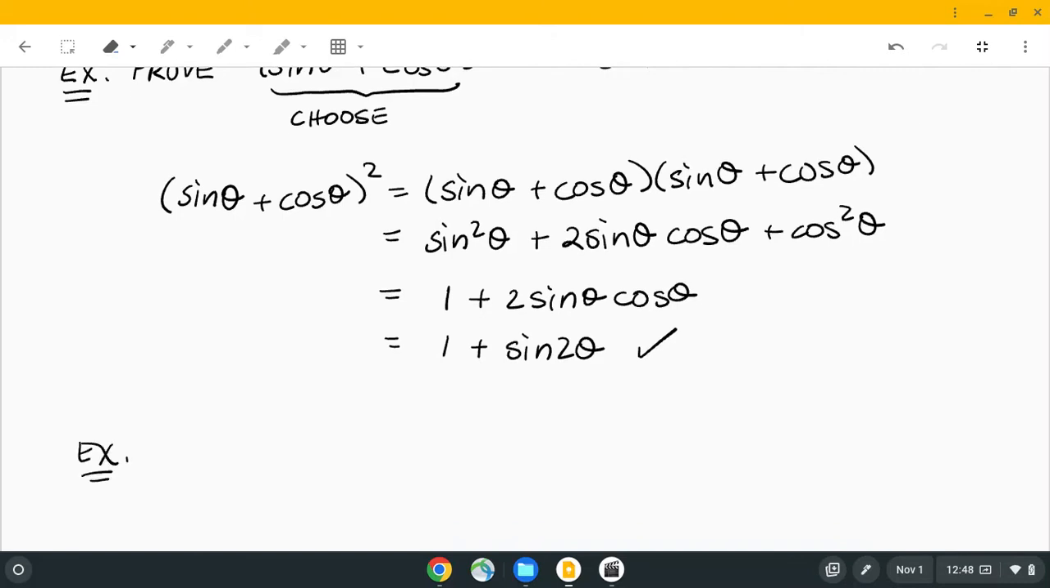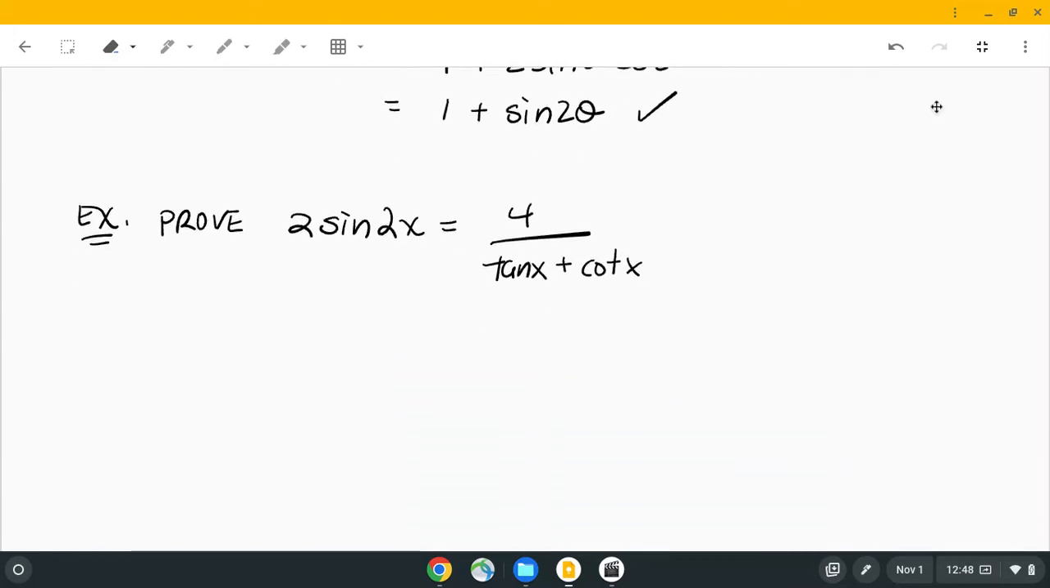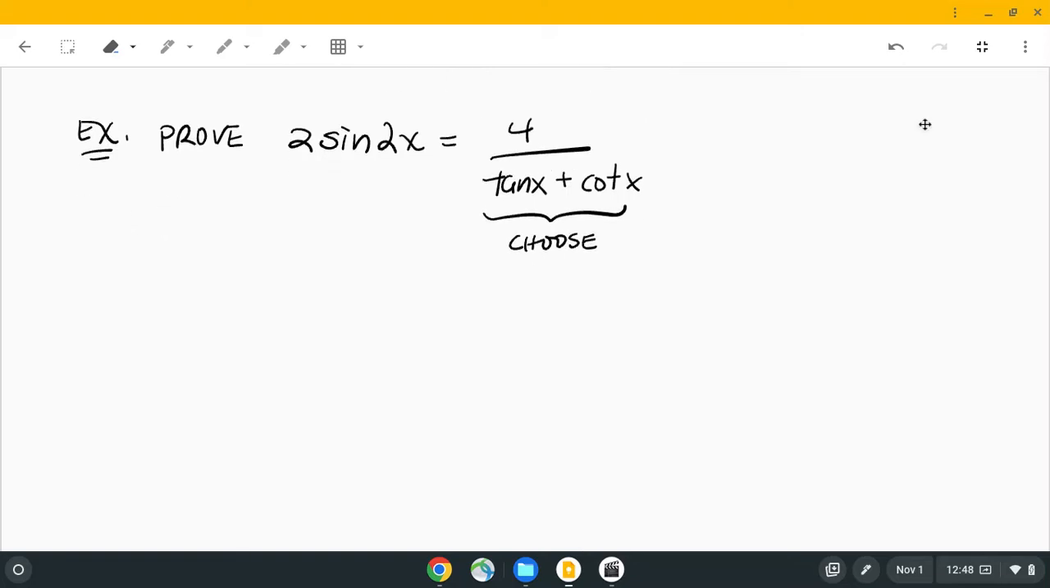Let's take a look at another one. Let's go ahead and prove that 2 sine 2x equals 4 over tangent x plus cotangent x. Okay. I think I want to try it with this side. So let's choose this side. Okay, so 4 over tangent x plus cotangent x. I'm going to go ahead and change everything to sines and cosines. That's always kind of a good place to start.